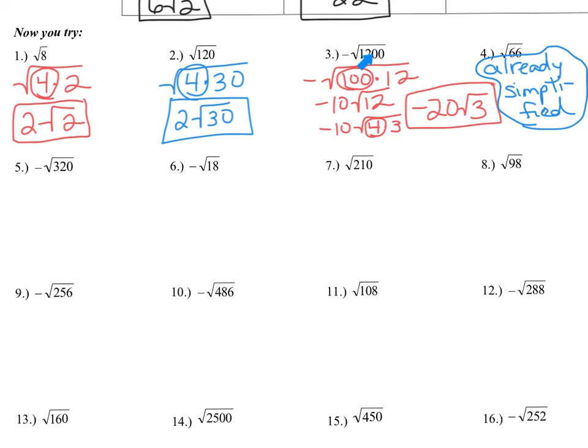I knew because it ended in two zeros that 100 went into it, but it also is divisible by 4. It is also divisible by 400. But since 400 wasn't on my perfect squares list, I didn't think about that. So I was like, oh, 100 goes. But I had to go further because 12 still had a perfect square that goes into it. Number 4 is already simplified.